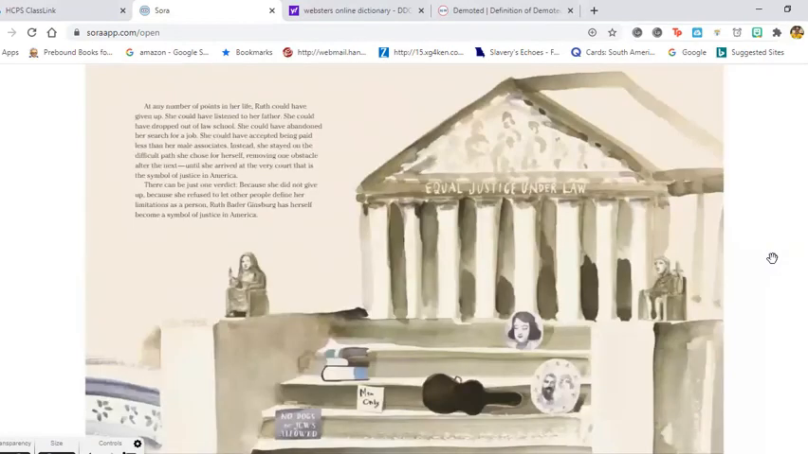At any number of points in her life, Ruth could have given up. She could have listened to her father. She could have dropped out of law school. She could have abandoned the search for a job. She could have accepted being paid less than her male associates. Instead, she stayed on the difficult path she chose for herself, removing one obstacle after another, until she arrived at the very court that is the symbol of justice in America.